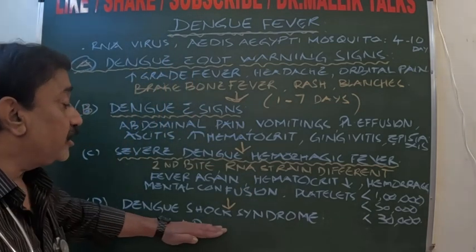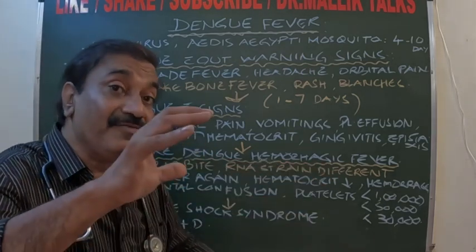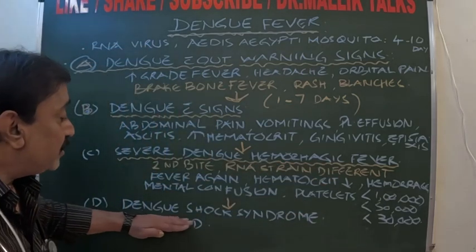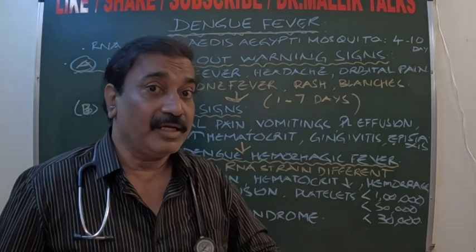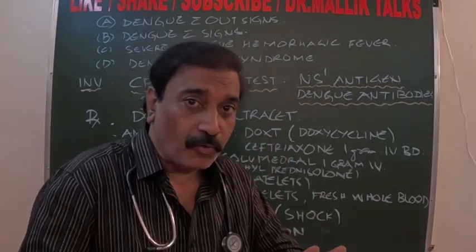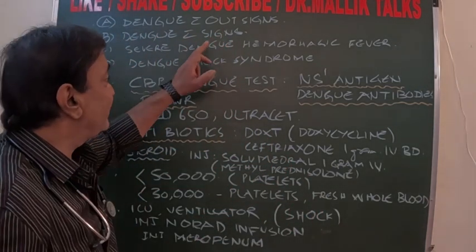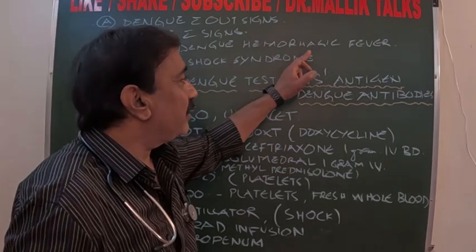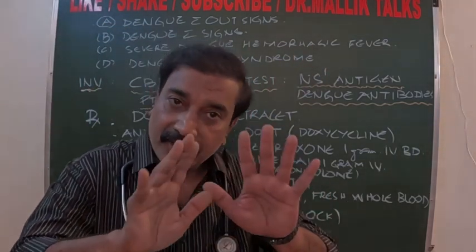So this is called dengue shock syndrome: severe dengue hemorrhagic fever with shock. Please be careful at this stage. It's very, very important. After knowing all the four things, dengue without signs, dengue with signs, severe dengue hemorrhagic fever, and dengue shock syndrome, these are the four stages of dengue fever.